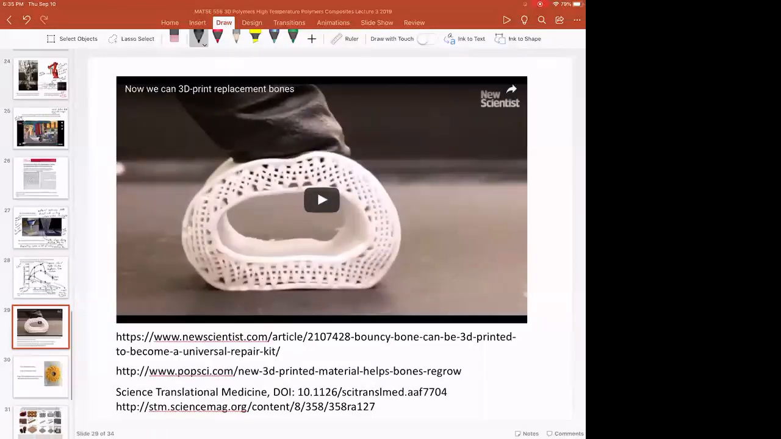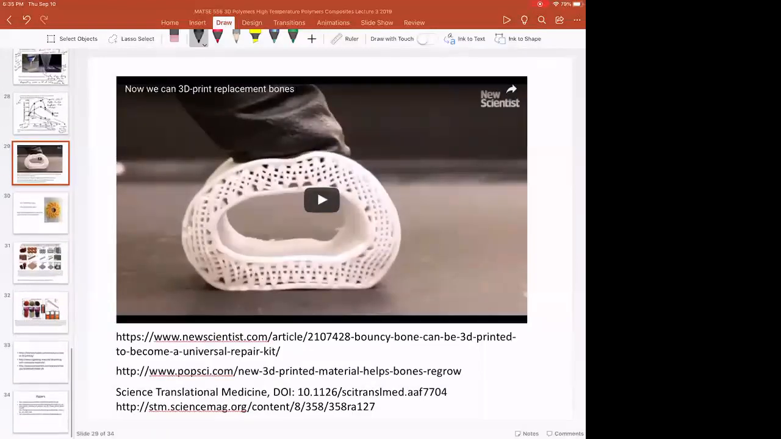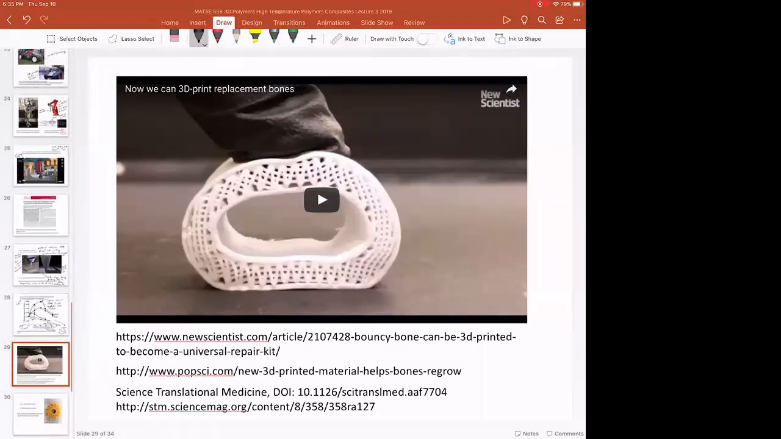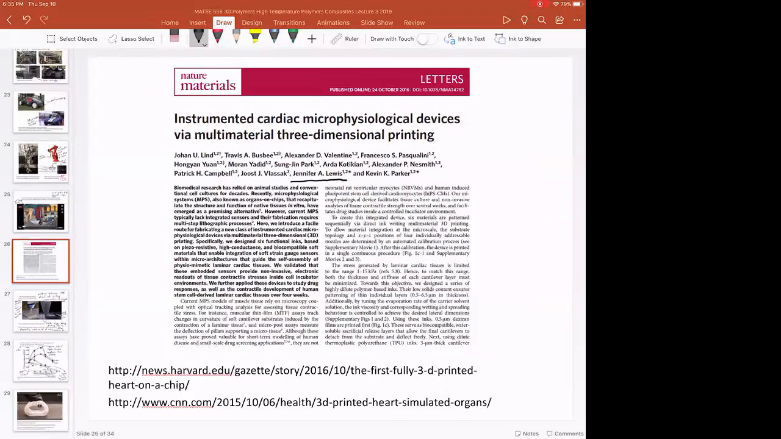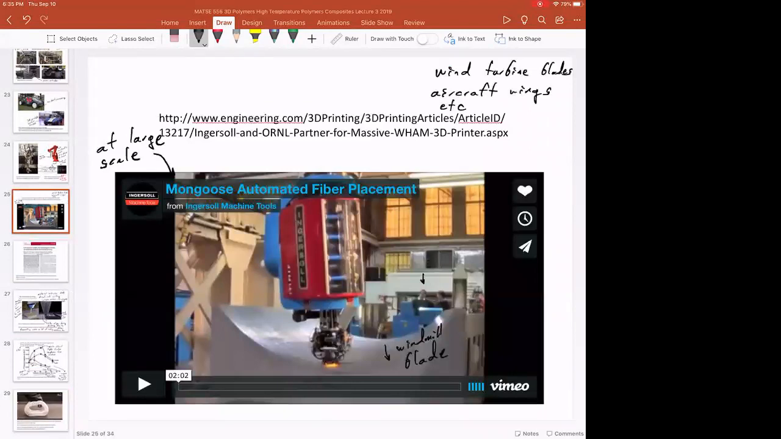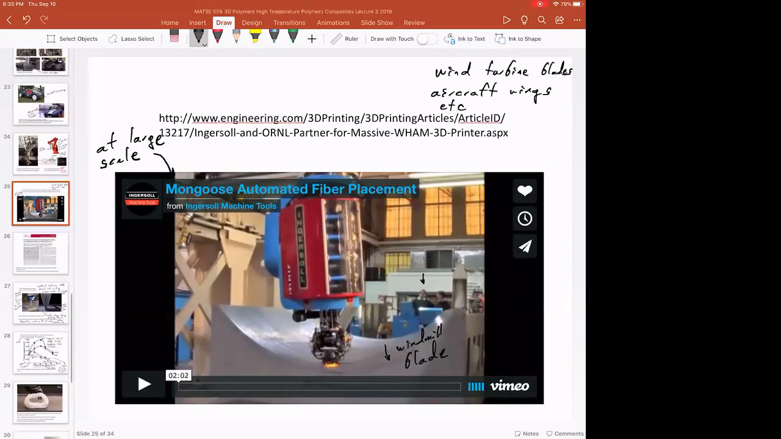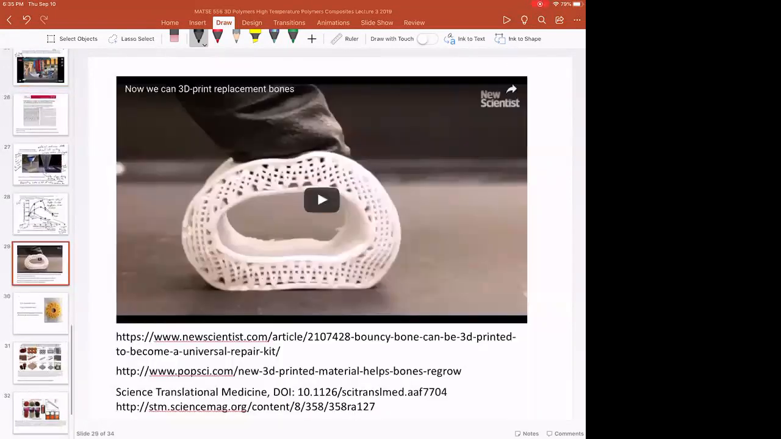And there's a lot of cool examples out there in the research literature. So this is a research paper right here. This is not a research paper. This is people trying to make wind turbine blades or aircraft wings. You know, that's really important. But there's a lot of cool demonstrations of composites that are out there in the research literature. And so this is one where they made what's called bouncy bone, which is really interesting.